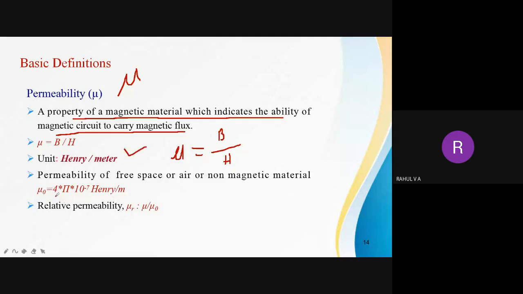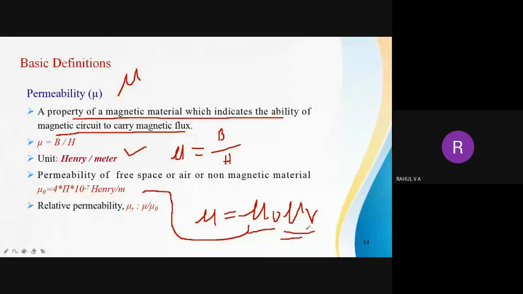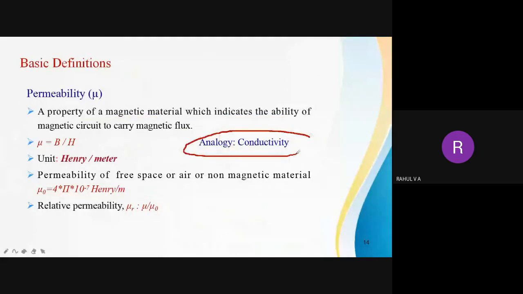It is actually represented by mu is equal to mu 0 mu r, where mu 0 is a constant. Its value is 4 pi into 10 raised to minus 7. Mu r depends on the material, so it will vary depending on the material. In each material, the permeability or relative permeability will be different. Similar to permeability, in an electric circuit, we have conductivity.